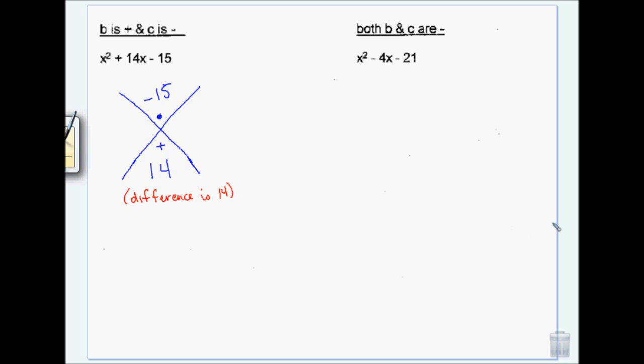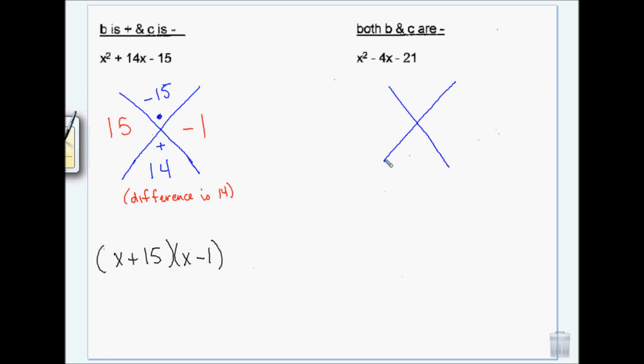Difference, yeah. So if you think about two numbers that multiply to make 15, I can either do 1 and 15 or 3 and 5. If I take 3 and 5, I can't get a 14 out of that. But if I do 1 and 15, I can get a 14 because the difference between 1 and 15 is 14. And I want my 14 to be positive, so I'm going to make my 15 positive and my 1 negative. Does that make sense? And so when I factor this, it's going to be x plus 15, x minus 1.